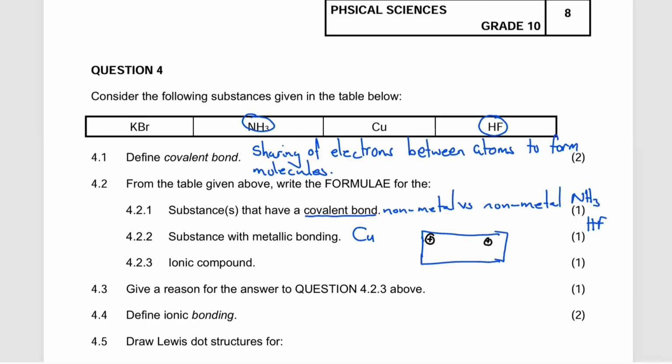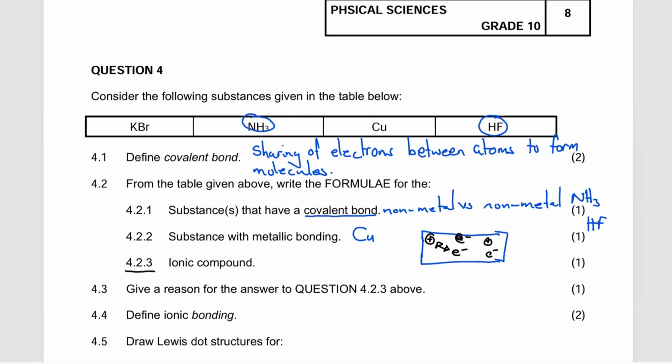Then I'm also going to have another electron there, which is negatively charged, right? So the positives are attracted to the negatives, and these negatives are found around there. That's what we refer to as a sea of delocalized electrons, right? So the positives and the negatives attract each other, forming an electrostatic force of attraction.